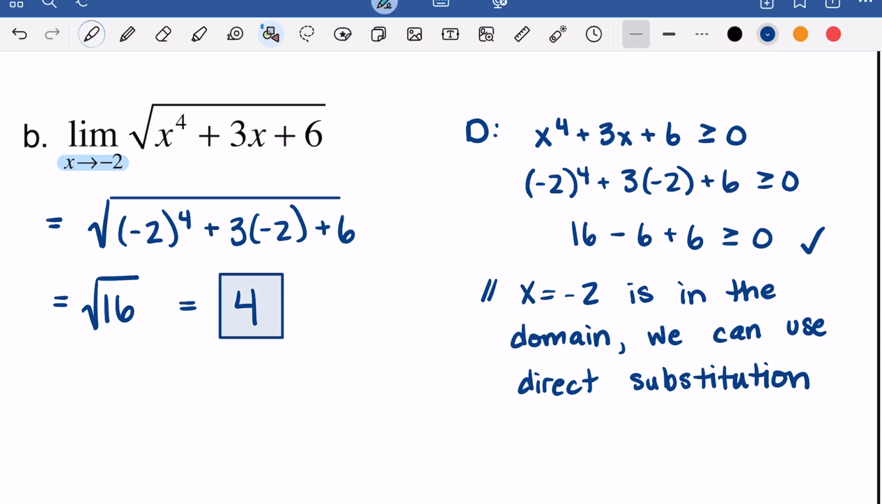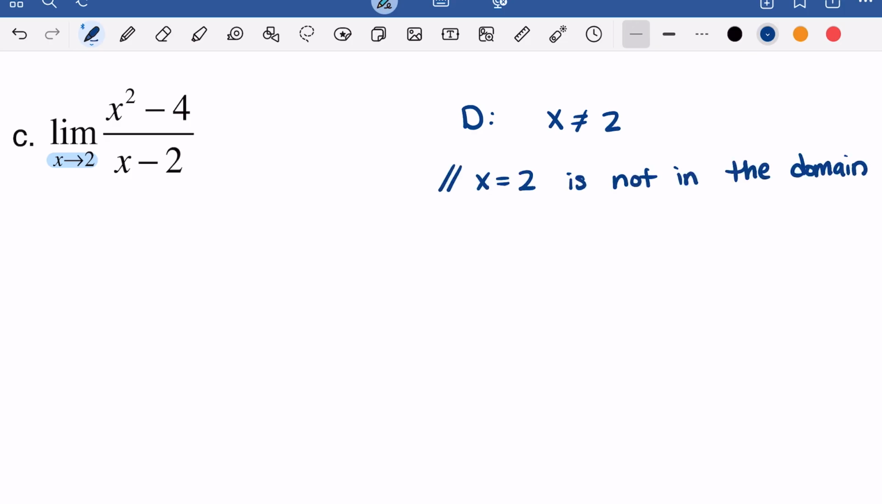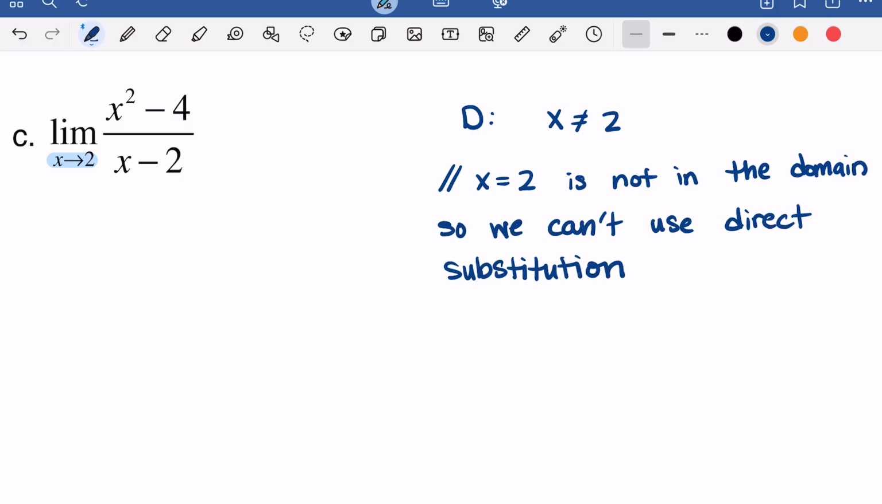So using direct substitution, our limit is equal to 4. Part C. Once again, we look at our value as x approaches 2 and check to see if it is in our domain. So our domain of this rational is all values such that x is not equal to 2. And we get that from setting the denominator equal to 0. Therefore, x equals 2 is not in the domain. So we cannot use direct substitution. We're going to have to use another method.